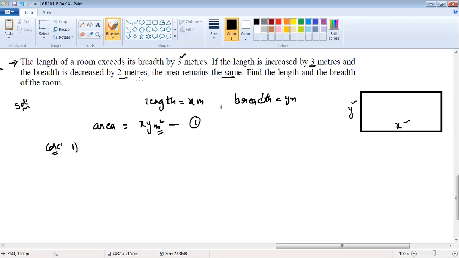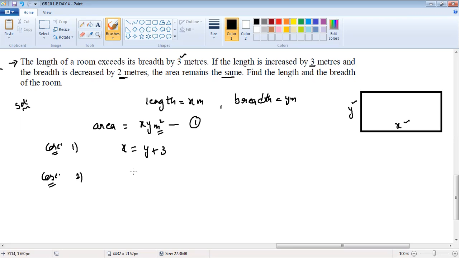We go for case one. See what is said? The length of a room exceeds its breadth by 3 meters, and if the length is increased by 3 units and the breadth is decreased by 2 units. So what I'm going to take first, I'm taking x equal to y plus 3. Number one.